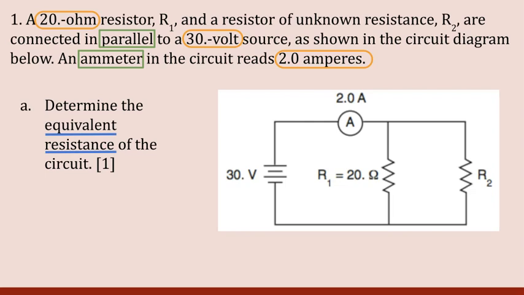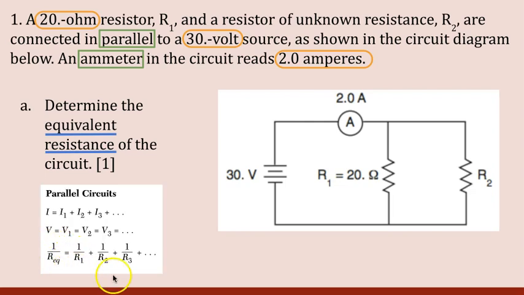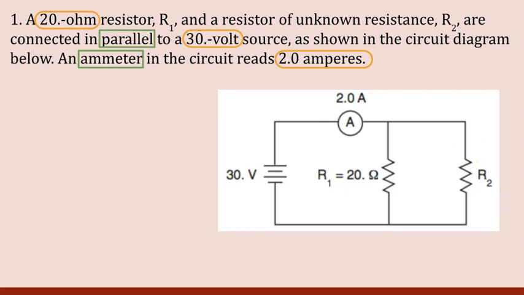When they say equivalent resistance, my first thought is this formula for a parallel circuit: 1 over Req equals 1 over R1 plus 1 over R2 plus 1 over R3. And I normally would be able to use this for a parallel circuit, but only if they give me both resistances, or if there's all three of the resistance values. But since they don't, they only give me the 20 ohms and they don't give me R2, there's no way I'll be able to use this.